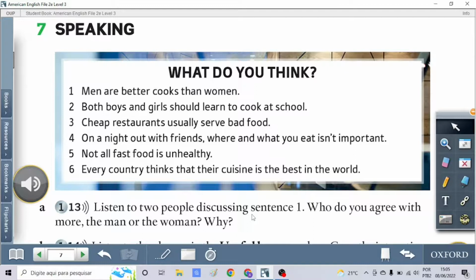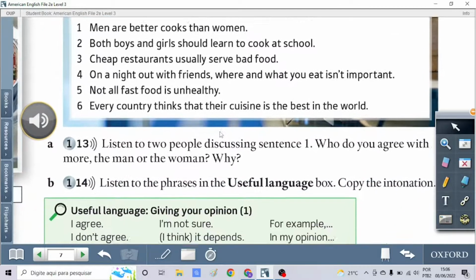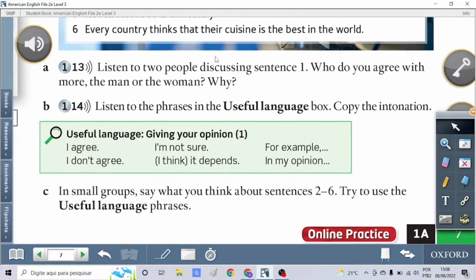1. Men are better cooks than women. 2. Both boys and girls should learn to cook at school. 3. Cheap restaurants usually serve bad food. 4. On a night out with friends, where and what you eat isn't important. 5. Not all fast food is unhealthy. 6. Every country thinks that their cuisine is the best in the world. Okay, so we are going to discuss them during our class.